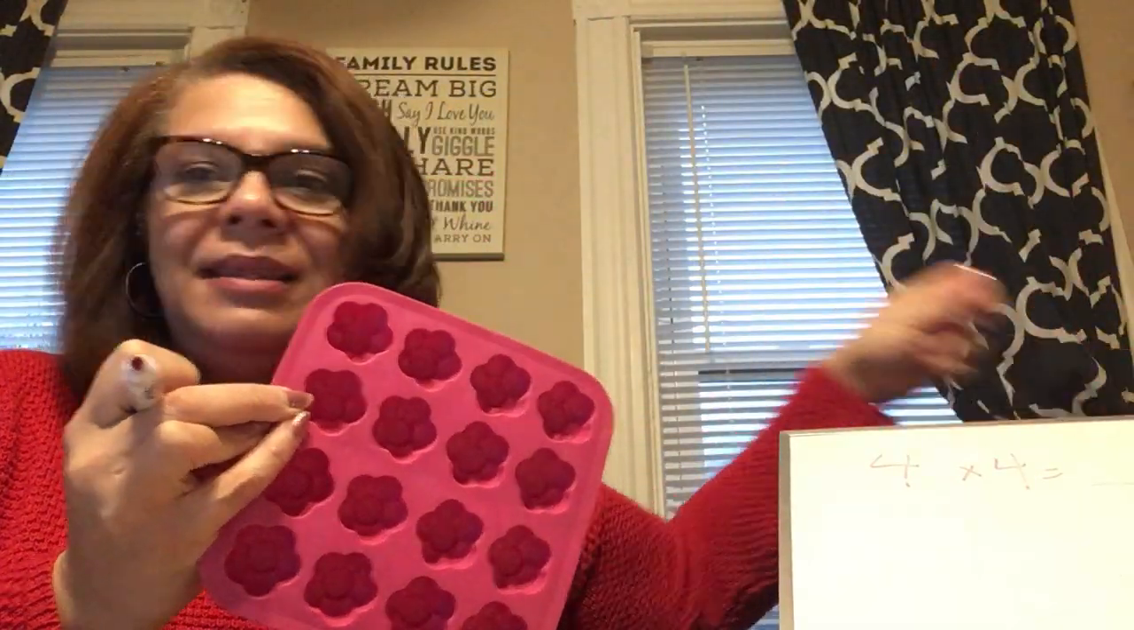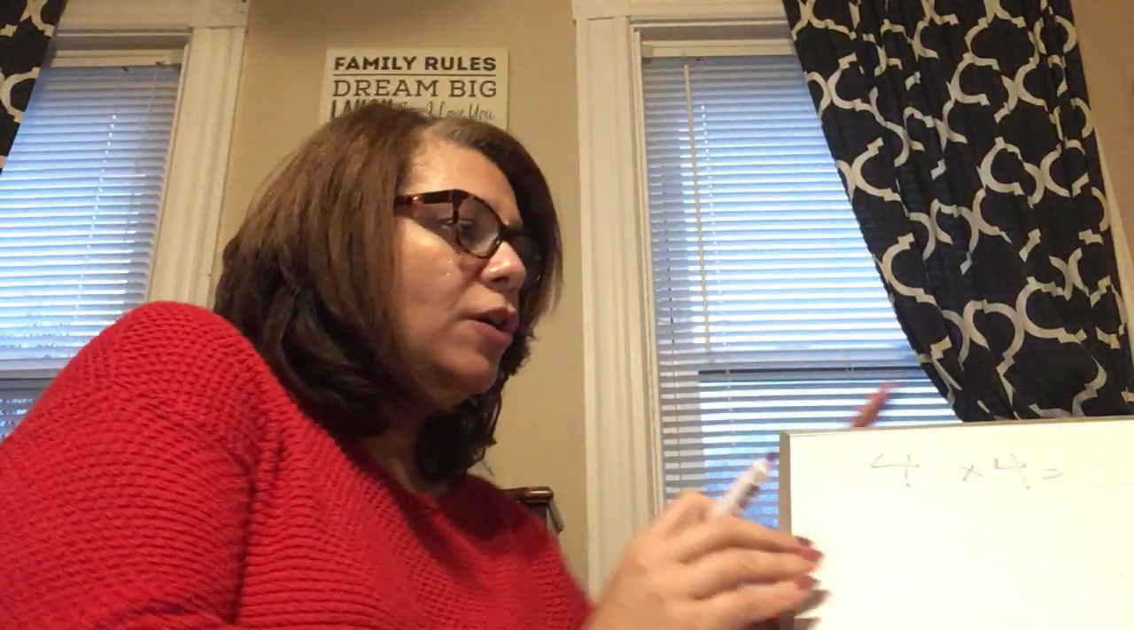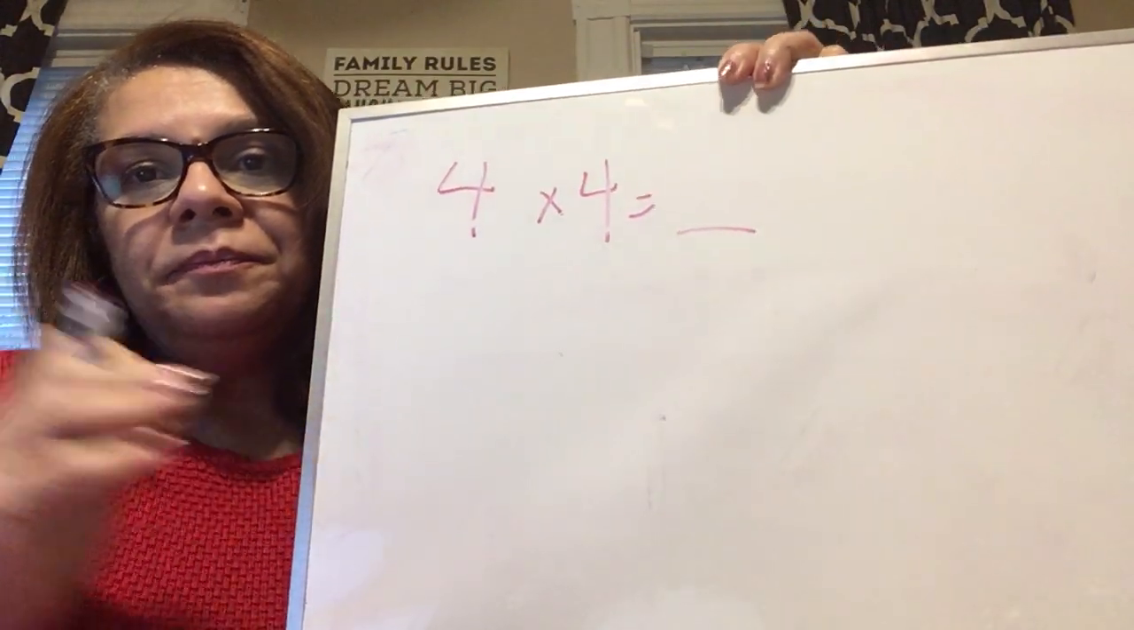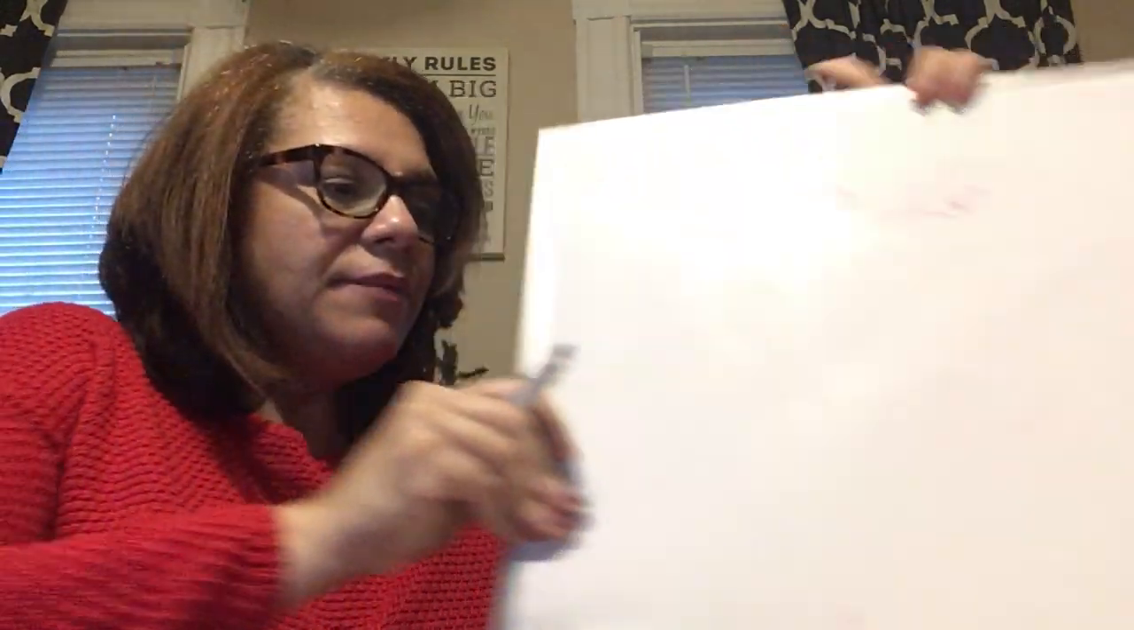Oops, these things happen. So let's count each one. So count with me. 1, 2, 3, 4, 5, 6, 7, 8, 9, 10, 11, 12, 13, 14, 15, 16. Or we could count by 4. 4, 8, 12, 16. So 4 rows of 4, or 4 times 4 is 16. Very good.